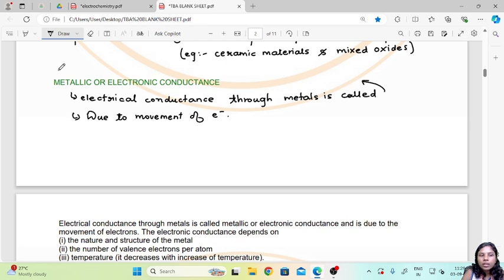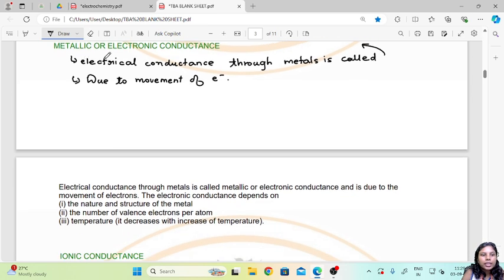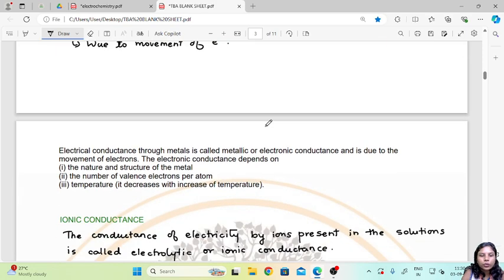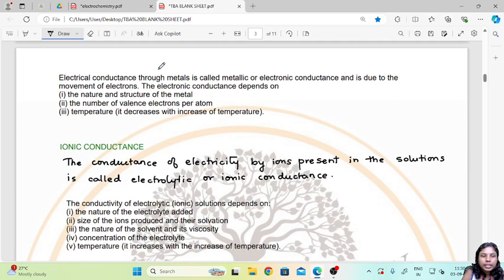Now let's understand what metallic or electronic conductance is. Electrical conductance through metals is called electronic conductance, and this is due to the movement of electrons. Any electrical conductance through any form of metal is called metallic or electronic conductance, and it happens majorly due to the flow of electrons.